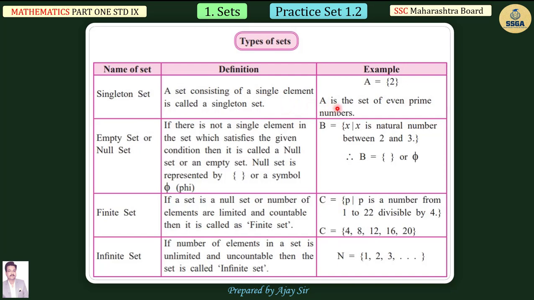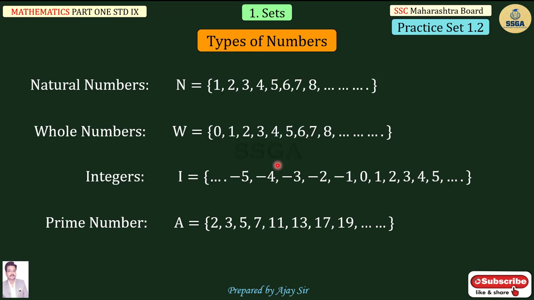For example, a set of even prime numbers. All of you know the prime numbers, students. These are the prime numbers: 2, 3, 5, 7, 11, 13, 17. And only one prime number is even, that is 2. So 2 is the answer.